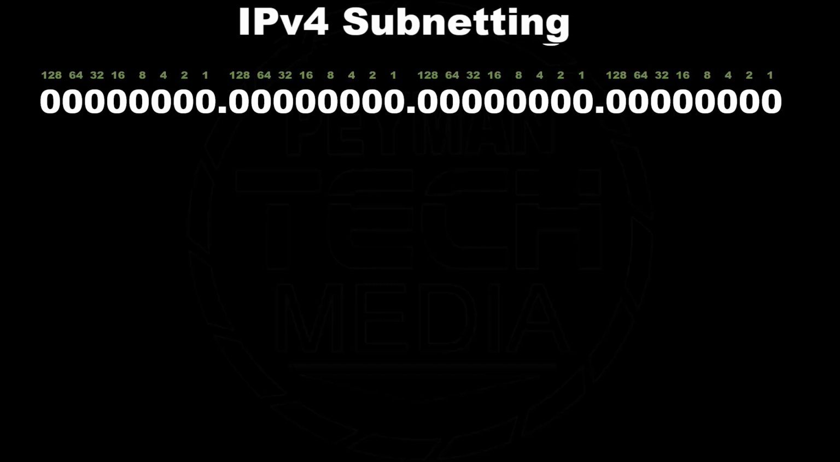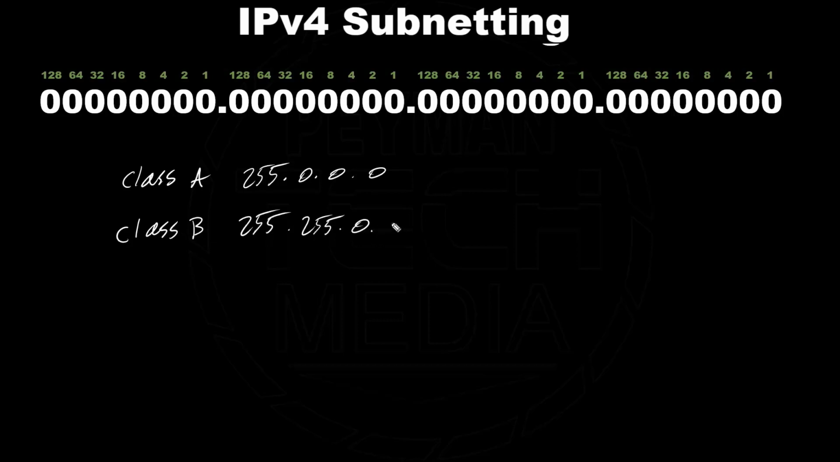So the default subnet mask for Class A, as you already know, is 255.0.0.0. The default subnet mask for Class B is 255.255.0.0. And the default subnet mask for Class C is 255.255.255.0. Again, these subnet masks are in decimal notation format.